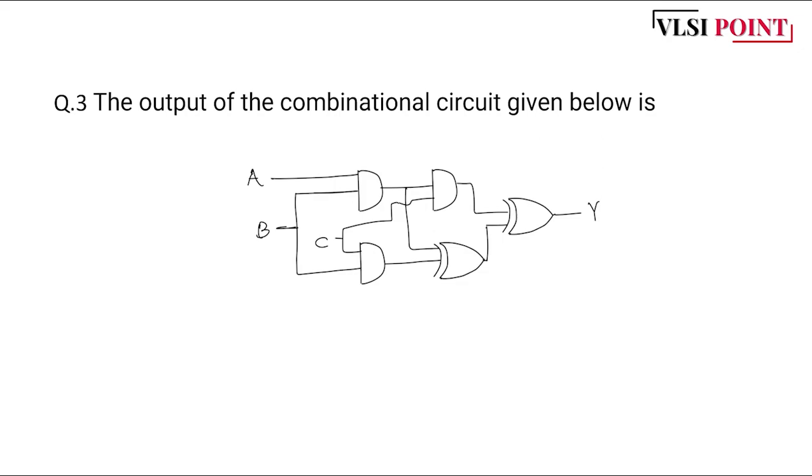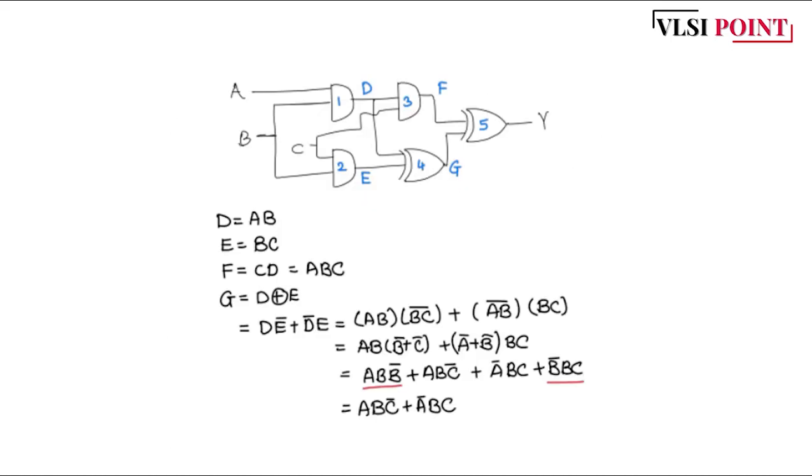Okay, question number 3. The output of the combinational circuit given below is. Y is the output over here, and they have provided A, B, C, and we have to find out what the output is. The options are A plus B plus C, A in bracket B plus C, B in bracket C plus A, C in bracket A plus B. So we can solve this. I have numbered all those gates.